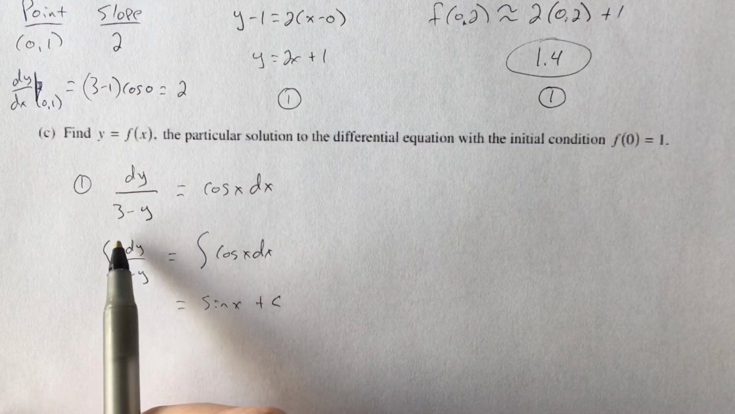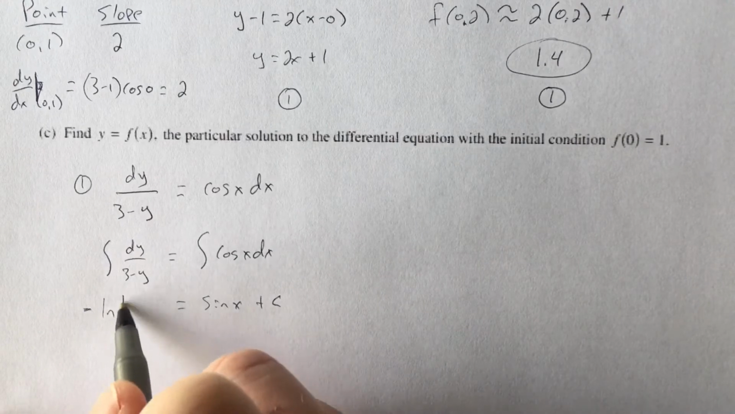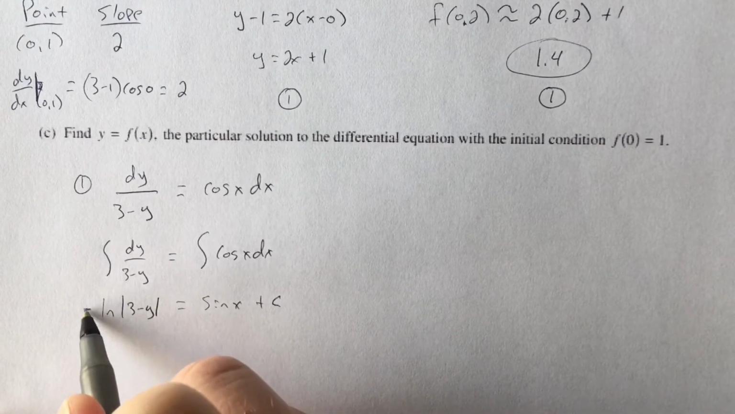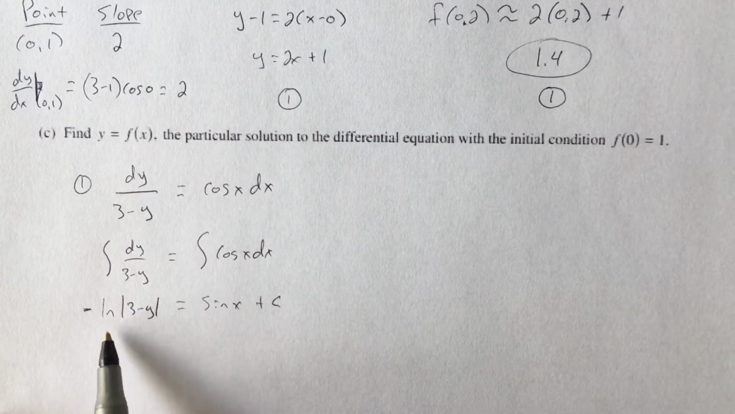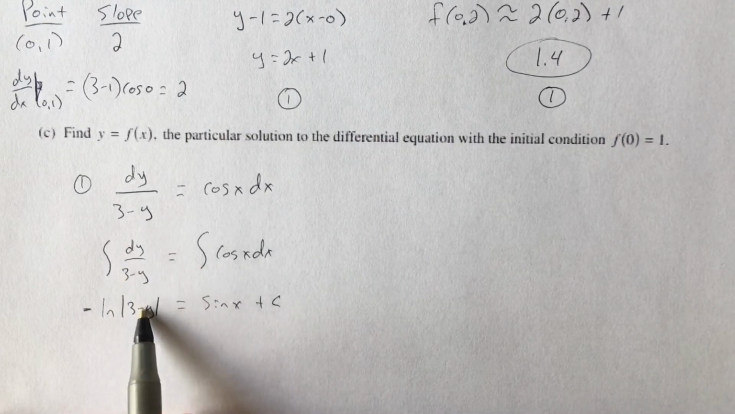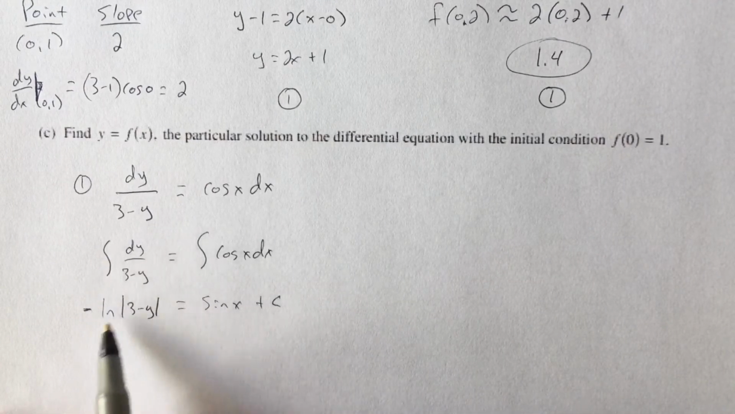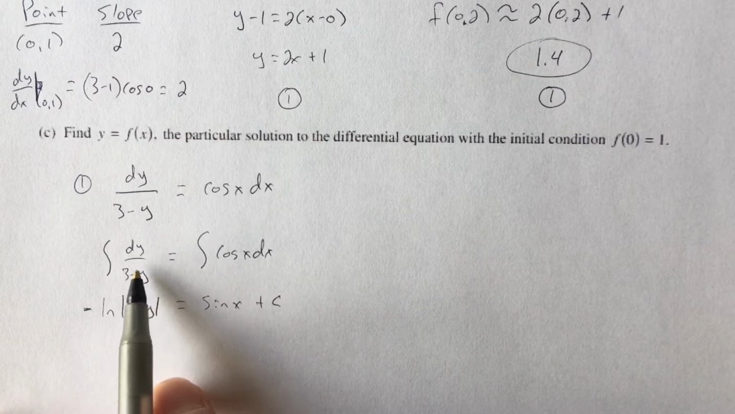So you can either include that and make this the negative natural log of (3 minus y). And then if you think about it, the derivative of this would be 1 over (3 minus y) times negative 1, which would cancel this negative and give us the positive. Or you can do this as a u-substitution, if it would be easier.